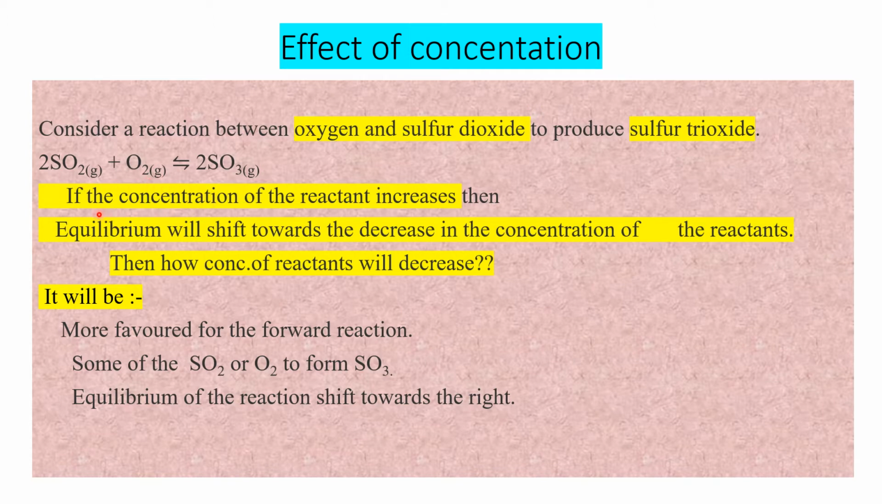Now let us assume that the concentration of reactants increases. That is, the concentration of sulfur dioxide or oxygen is increased. So according to Le Chatelier's principle, the equilibrium will shift in such a way so as to counteract the increased concentration of reactants. And how the reactants concentration can be decreased? They can be decreased if they combine with one another to form the products. That is, if the reaction moves in the forward direction.